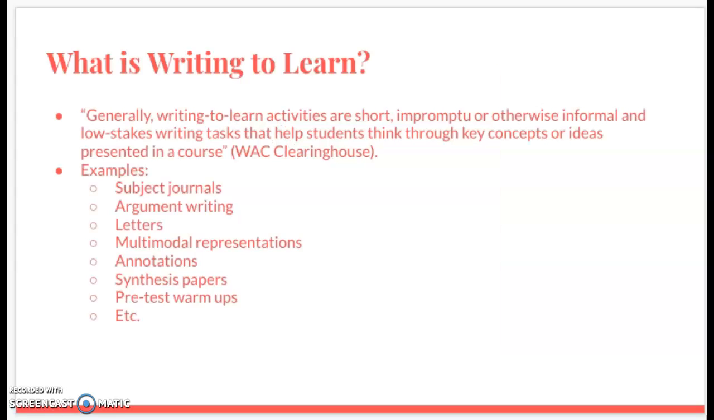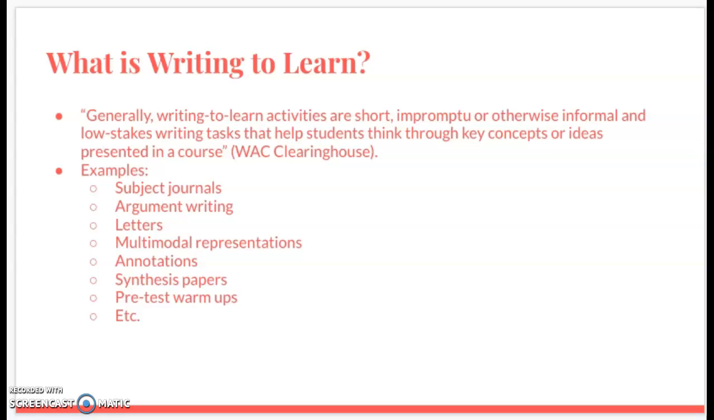Generally, writing to learn activities are short, impromptu, or otherwise informal and low-stakes writing tasks that help students think through key concepts or ideas presented in a course. So, across the school day in different subject areas, reading, writing, math, science, social studies, students would participate in writing activities to express their learning and their understanding through different outlets.